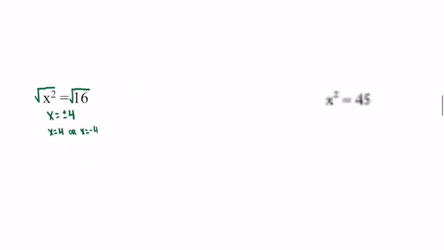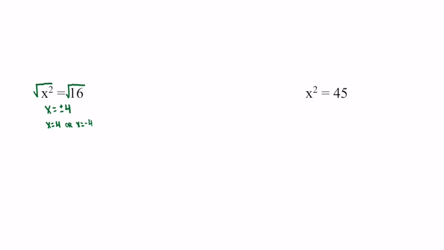Suppose we have x squared equals 45. And to get rid of the 2 exponent, we take the square root of both sides. Whenever you're solving an equation and you take the square root of both sides of the equation, it's a good habit to go ahead and put a plus or minus symbol in front of the number on the right side. Here now, the square root of x squared simplifies to be x.